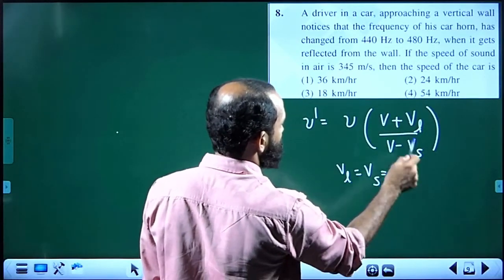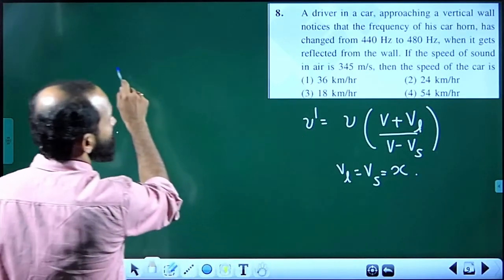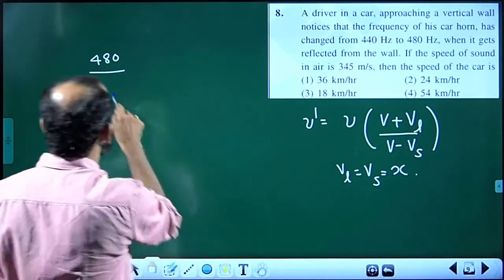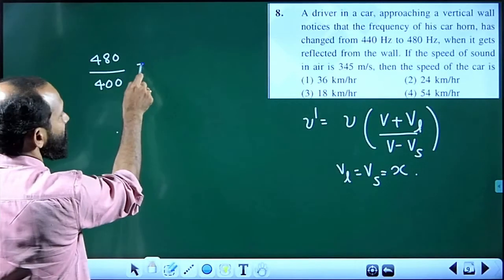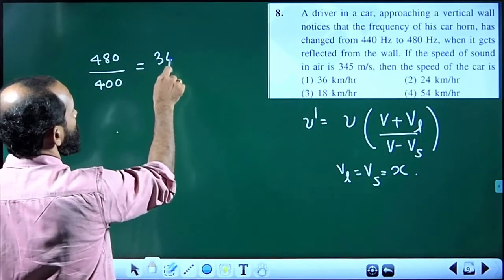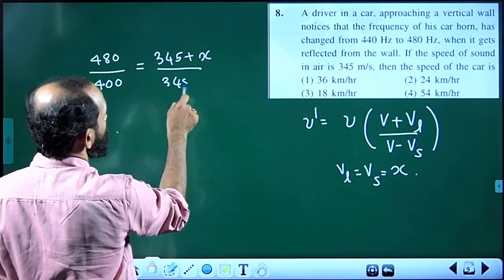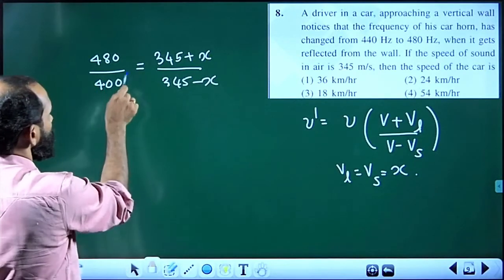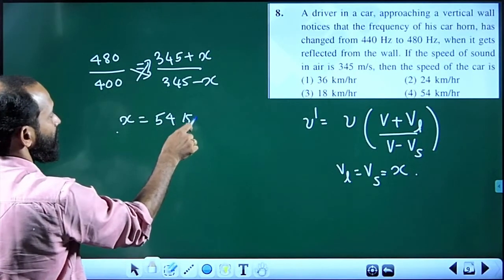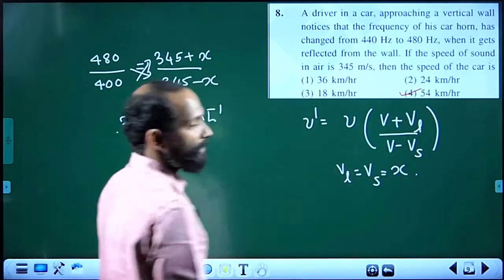What is asked? That is the speed of the car. Let that be x. Then let us write nu dash, the shifted frequency, the bigger one, 480, divided by 440. I am bringing that nu to the denominator on the left side. V plus VL, where V is the velocity of sound in air: 345 plus x divided by 345 minus x. Okay, you try to cross multiply and get the answer. 54 kilometer per hour is the correct answer. Okay, you check the calculation part.